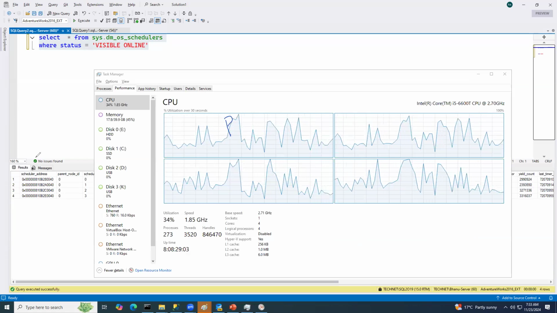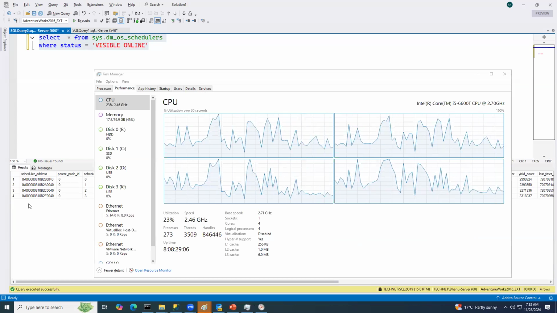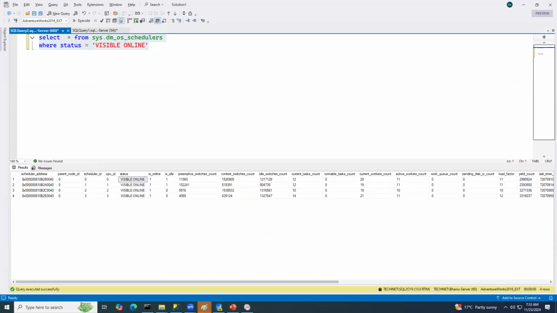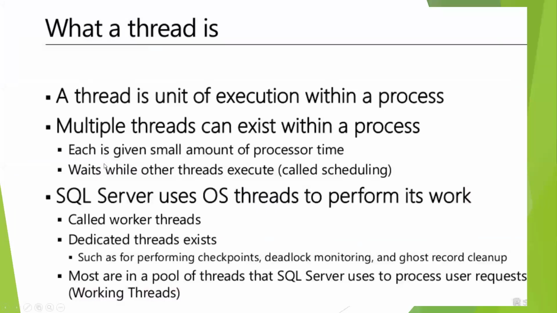So this is the processor time it will be giving. Each is given a small amount of processor time, and waits while other threads execute. Call scheduling. So we will talk about this point. What is this, and what does it mean by waiting?